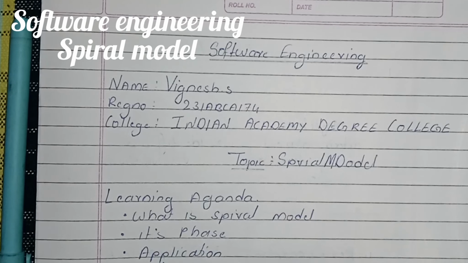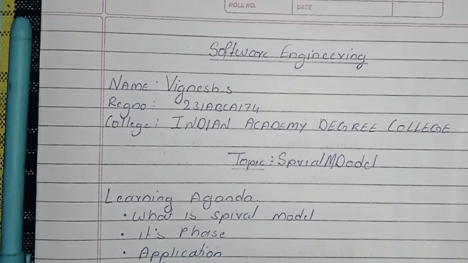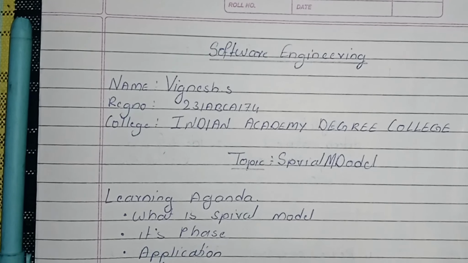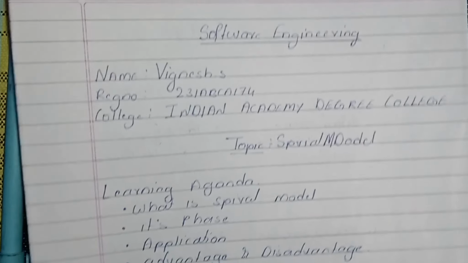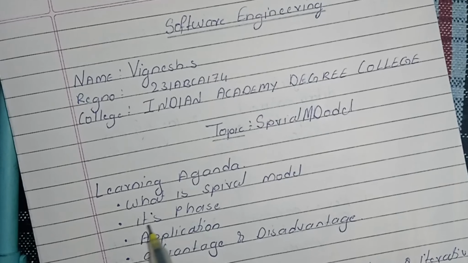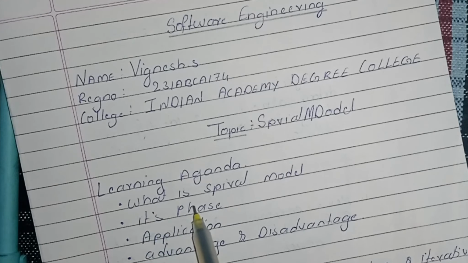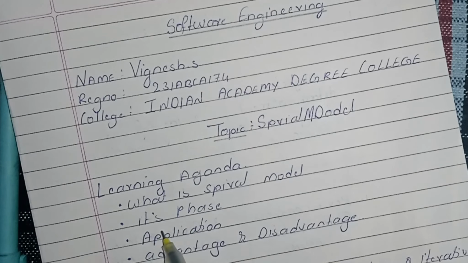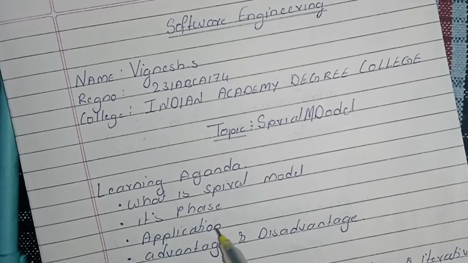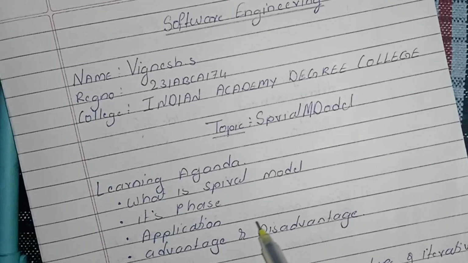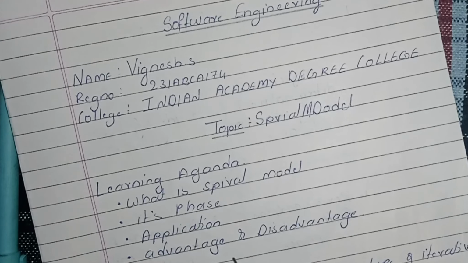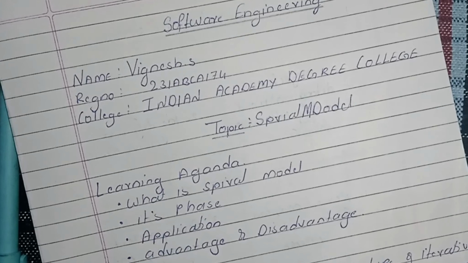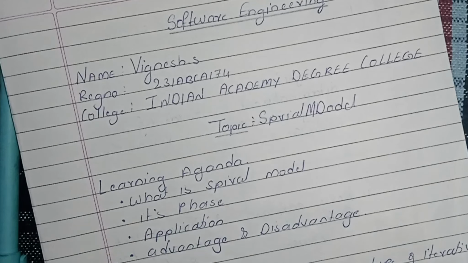So I am here today to explain about software engineering. In software engineering, there is a particular topic called the spiral model. Today's agenda is what we will be learning. First and foremost, we will learn what the spiral model is, and second, the spiral model's phases, I mean the levels of the spiral model. Next, applications of the spiral model, and the advantages as well as the disadvantages of the spiral model. So these are the agendas we will be covering in this session.